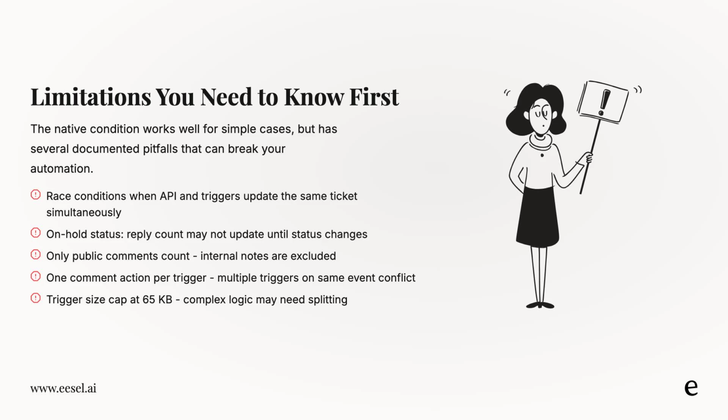Before you build on this condition, there are 5 limitations worth knowing. Race conditions between the API and triggers can cause the reply count to not update when a ticket is on hold. Internal notes never count toward the total. Only 1 comment action fires per trigger per event. If multiple triggers could add comments, only the first one runs. And all business rules have a 65 kilobyte size cap, so complex triggers may need to be split.